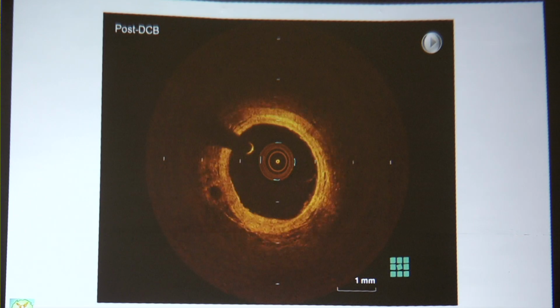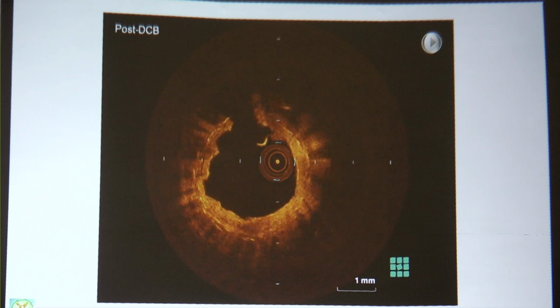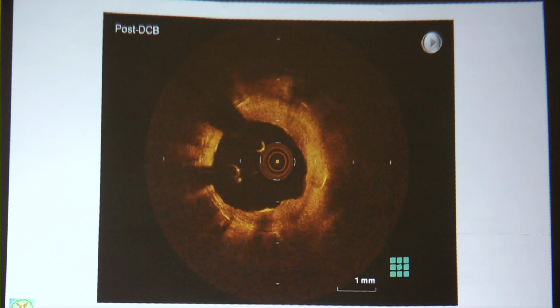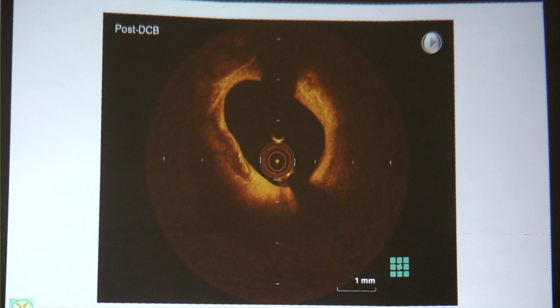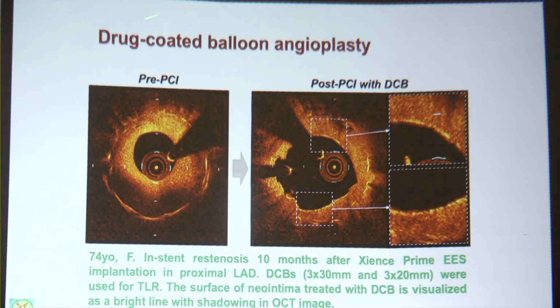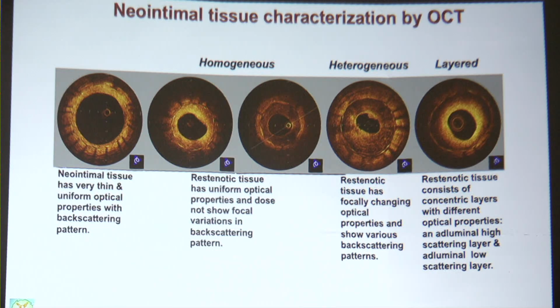And this is an OCT after paclitaxel drug-coated balloon treatment, right? So you can identify the paclitaxel drug with a high-density signal. And Dr. Patel already explained this to you yesterday. We divided tissue characterization by OCT into basically 3 different types.